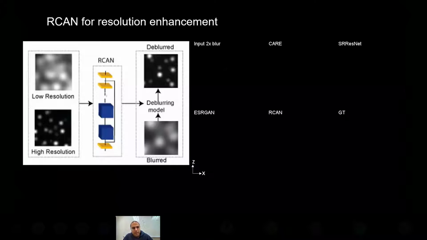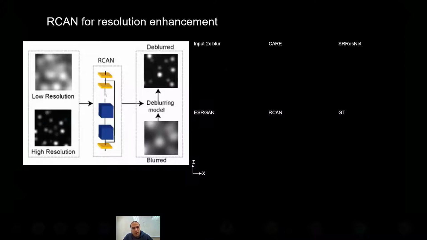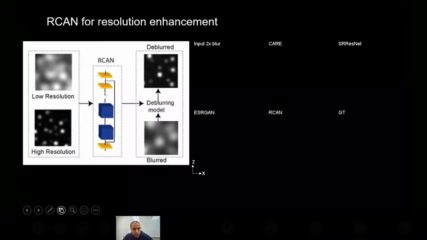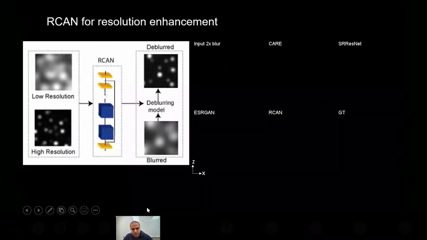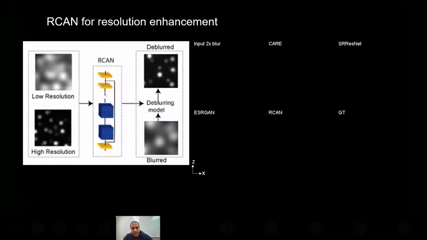Let me move on to a different application, which is using the Arcad for resolution enhancement. So here, the name of the game is you have some low resolution and high resolution image. You somehow can obtain images of your structure at high and low resolution. You use these pairs or paired volumes, again, to train a neural network.